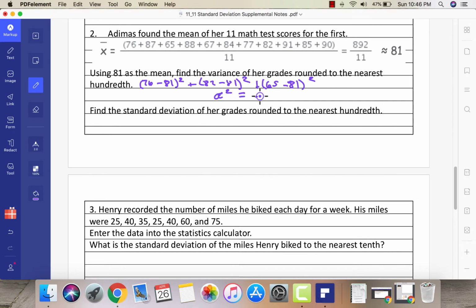equals 71.36. So this is before we square root. Then we are going to take this value and square root it to get the standard deviation, which is our sigma, equals, and if we square root that, we're going to get 8.45.